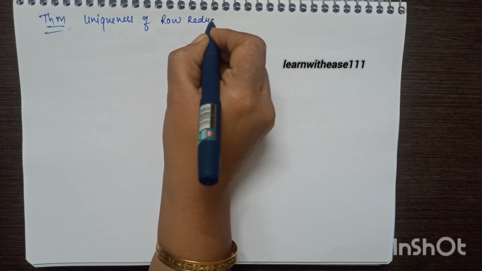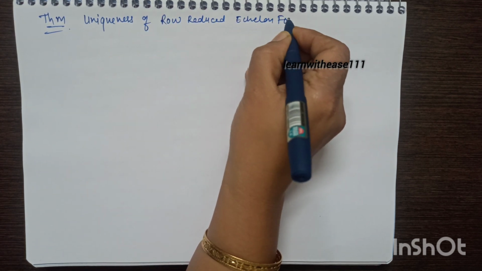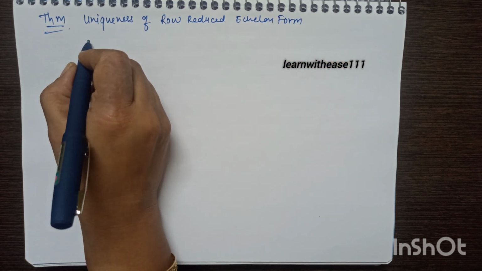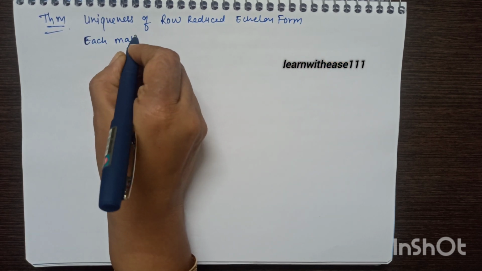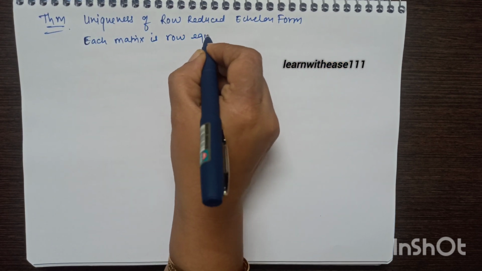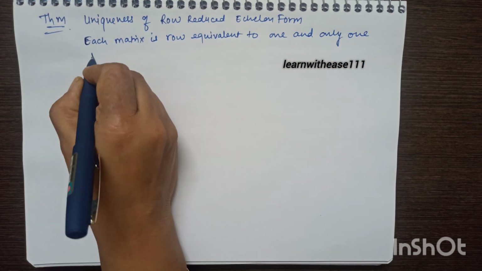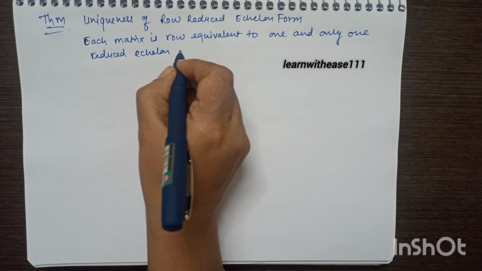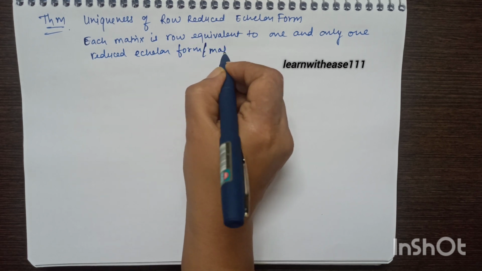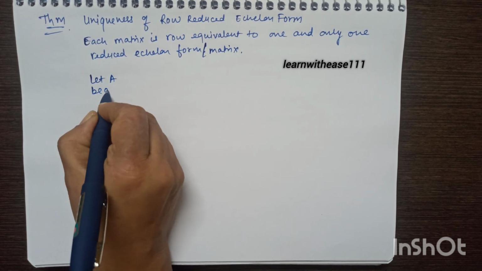The theorem is about the uniqueness of reduced Echelon form. The statement of this theorem is: each matrix is row equivalent to one and only one reduced Echelon matrix. This means the row reduced Echelon matrix is unique.